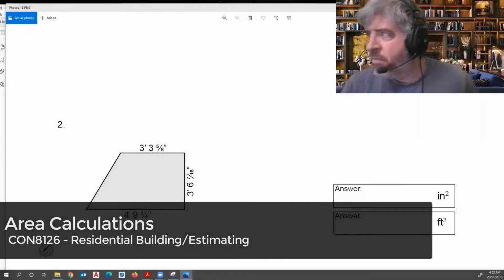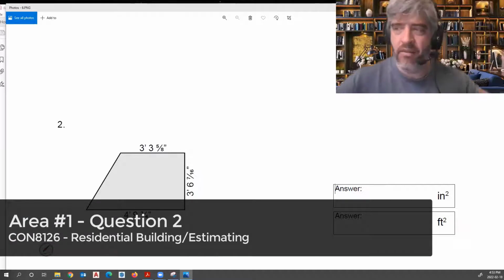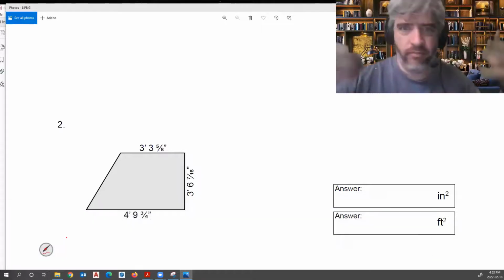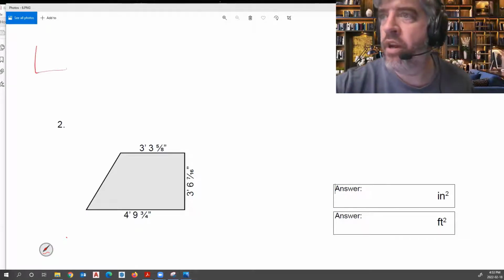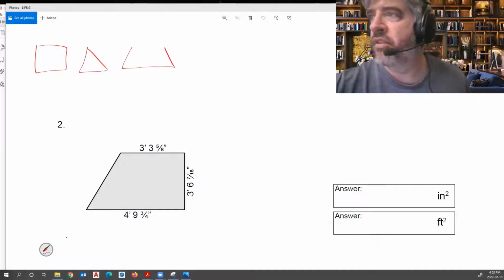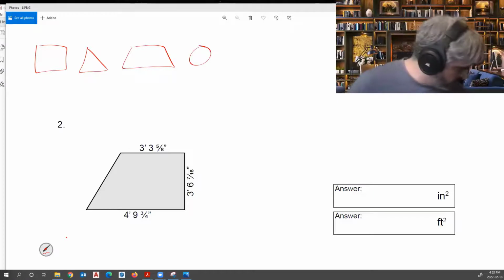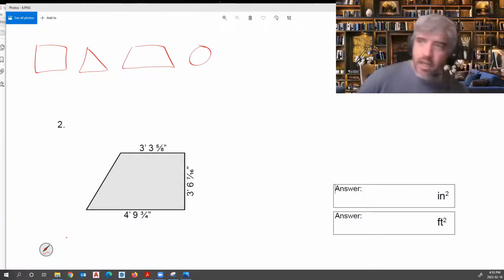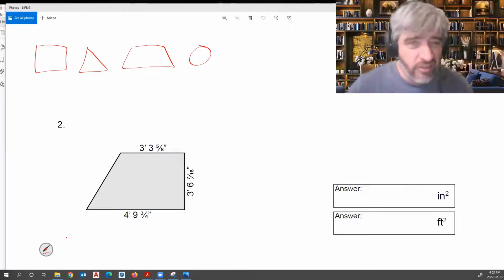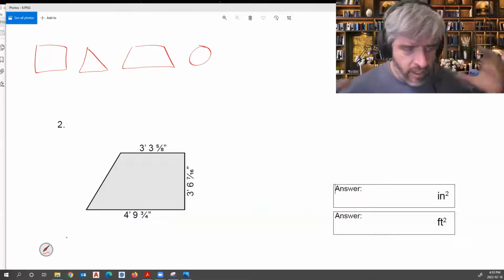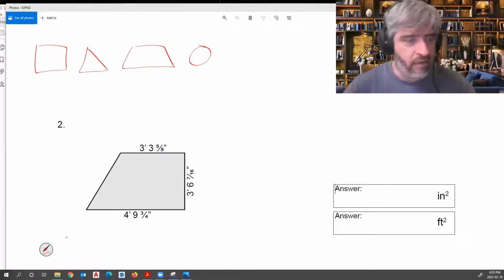All right, so area number 2. Again, if we fall under my little estimating rule book here for area calculations, we want to try and stick to the simple shapes: squares, triangles, trapezoids, or circles. Those are the shapes we're going to use, because it just makes the math easier, rather than trying to make up imaginary shapes or create formulas. If we just stick to these basics, we kind of have the idea.